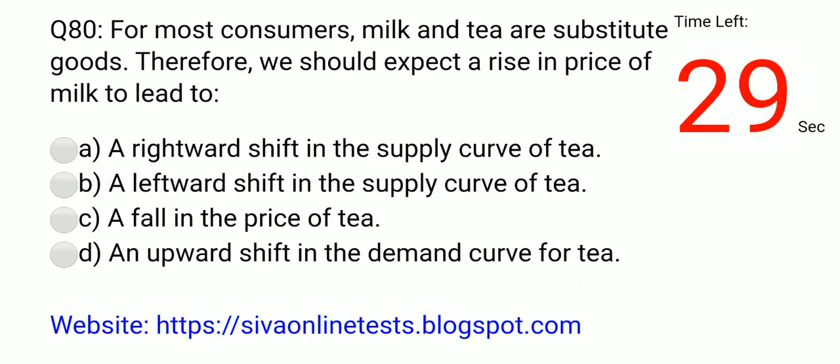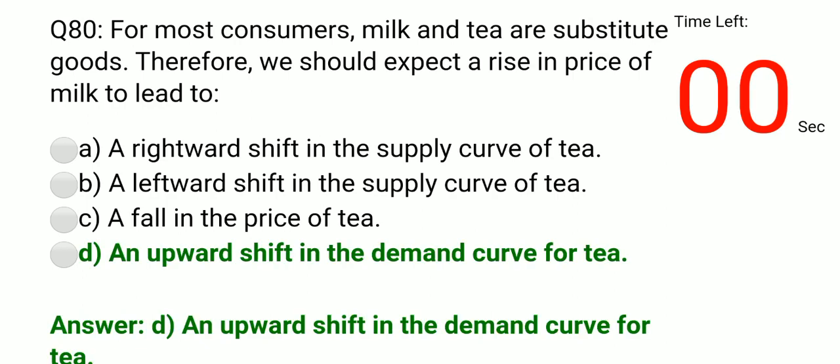Question 80. For most consumers, milk and tea are substitute goods. Therefore, we should expect a rise in price of milk to lead to. Options. A. A rightward shift in the supply curve of tea. B. A leftward shift in the supply curve of tea. C. A fall in the price of tea. D. An upward shift in the demand curve for tea. Answer. D. An upward shift in the demand curve for tea.